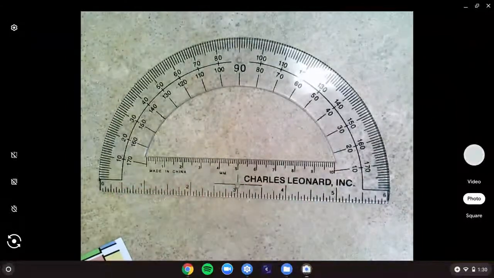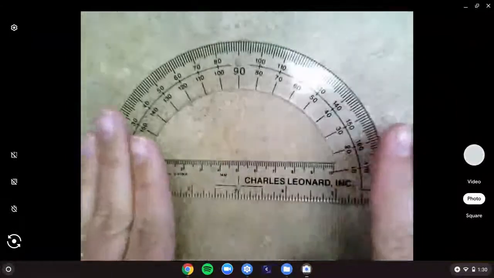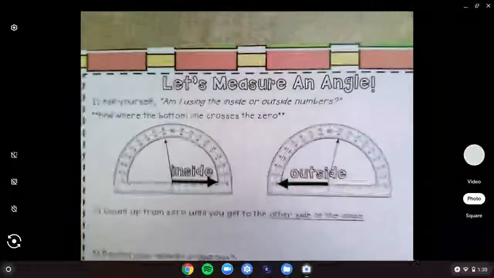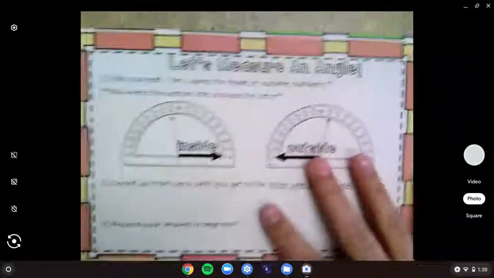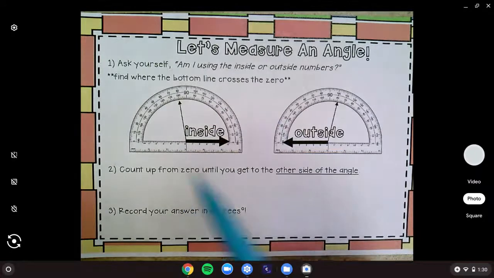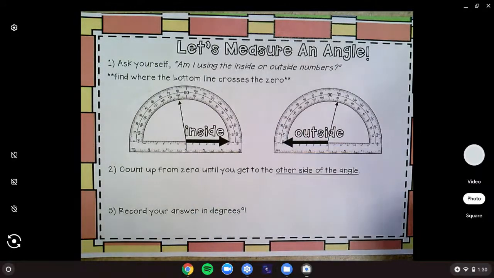Perfect. Well, we're going to go over how to use this protractor tool today. So we started with this page and we cut it out and glued it into our notebooks. So we're talking about, let's measure an angle. Okay, so when we're using it, we want to think to ourselves, am I using the inside or the outside numbers? Like you notice, it has both.